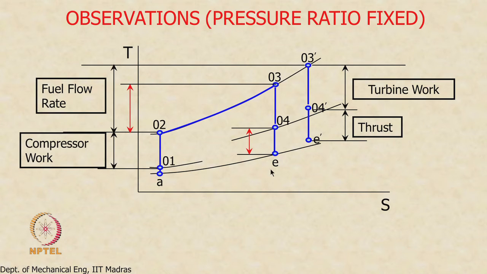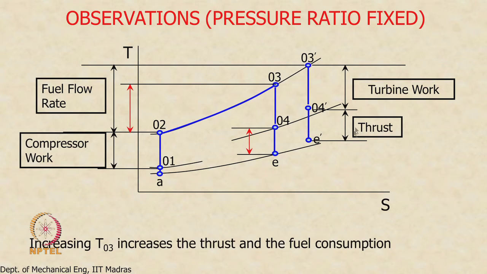So we can summarize these observations this way: when I increase the turbine entry temperature, clearly the fuel flow rate increases and the thrust will also increase. That we can see from this diagram very clearly. Both the thrust as well as the fuel flow rate increase when I increase the turbine entry temperature or turbine inlet temperature.